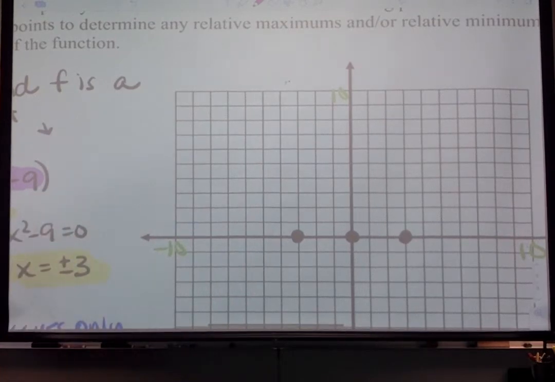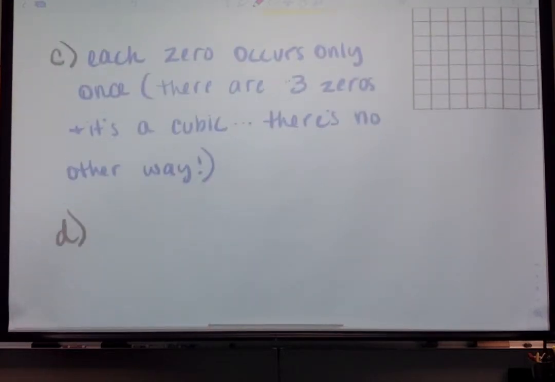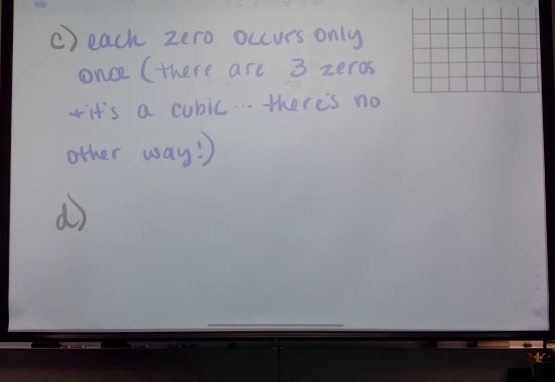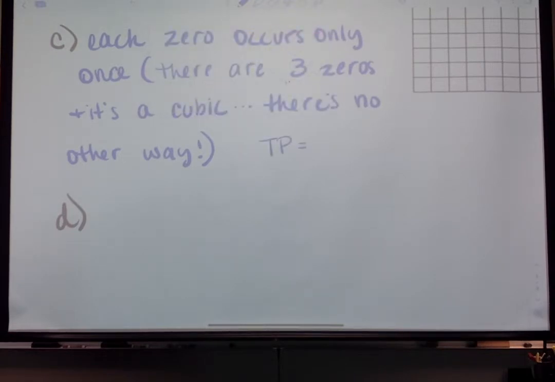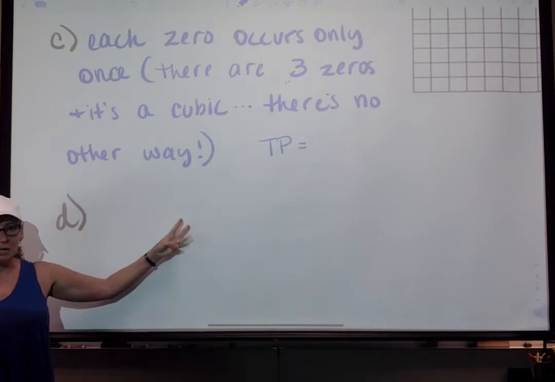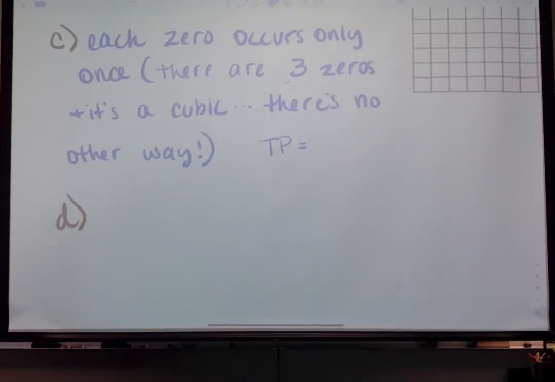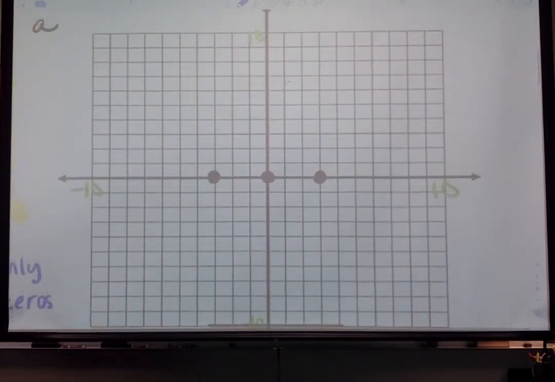Now, according to my end behavior, and turning points. Let's talk about turning points real quick. Since my function's a cubic, there can be up to 2 turning points. Now, according to my end behavior, this is what I think my function kind of looks like. I think that it's like coming in like this, going down like this.